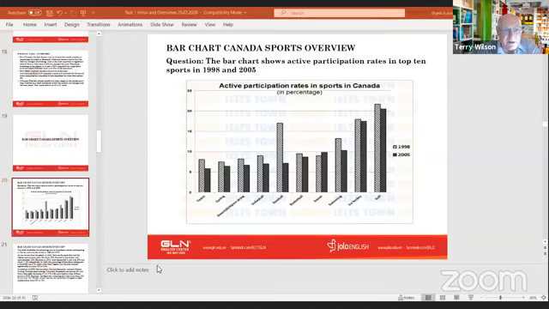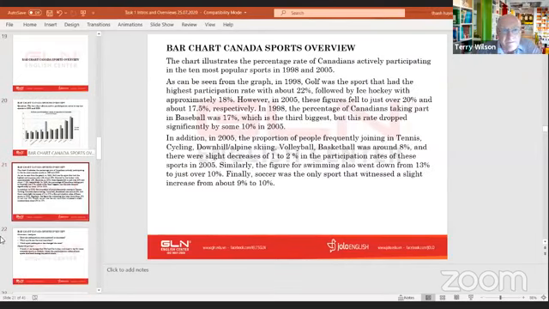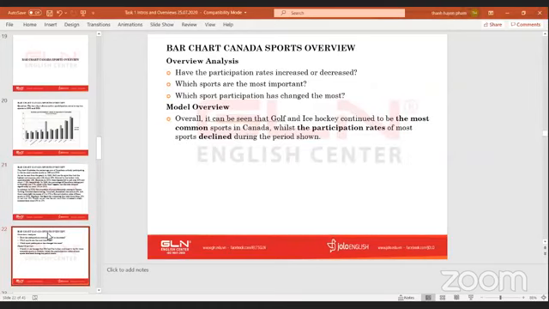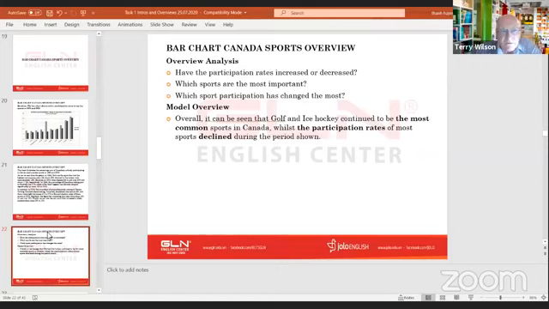So let's have a look at what we've done. So there we have the introduction and two body paragraphs. These are the points to consider. Have the participation rates increased or decreased? Which sports are the most important and which sport participation has changed the most? And here's the model overview below it.